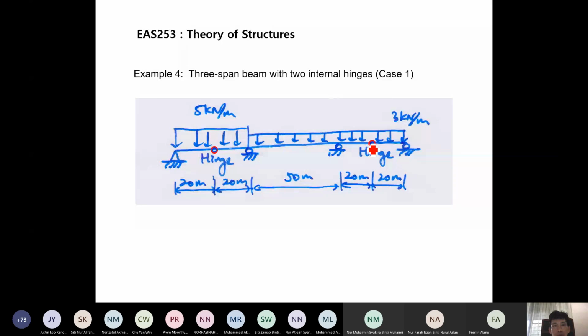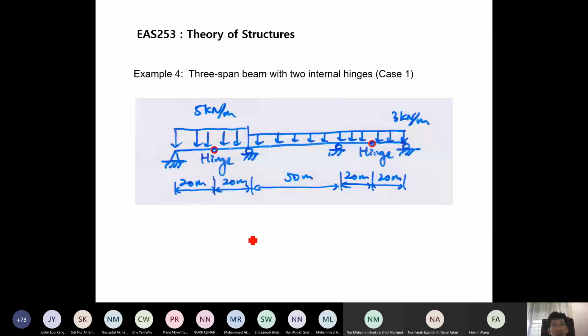This is a continuous beam. We have more than 1 span, so it is a continuous beam with 3 spans, and there are 2 internal hinges. And I call this case 1. Later on, we are going to look at case 2, where there are also 2 internal hinges, but the location of the hinges is different. Anyway, these 2 cases that we are going to look at are examples of beams with internal hinges. So when there are internal hinges, there is something extra that we need to do.